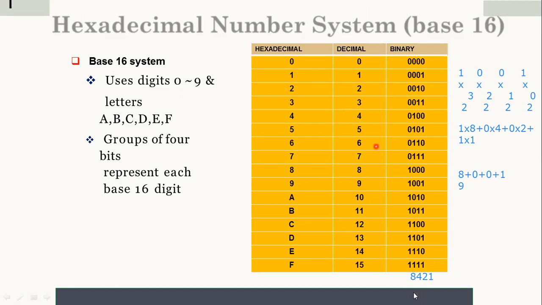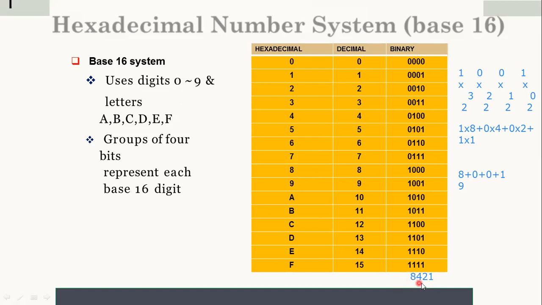How to get 3? 2 plus 1 is 3. So 0, 0, 1, 1. Next 4: only at 4 we are getting 1, so 0, 1, 0, 0. Next 5: 4 plus 1, so 0, 1, 0, 1. 6: 4 plus 2 is 6, that's why 0, 1, 1, 0. 7: 4 plus 2 plus 1 is 7, so 0, 1, 1, 1. Next 8: only one bit is sufficient here, 8 is there, that's why 1, 0, 0, 0.